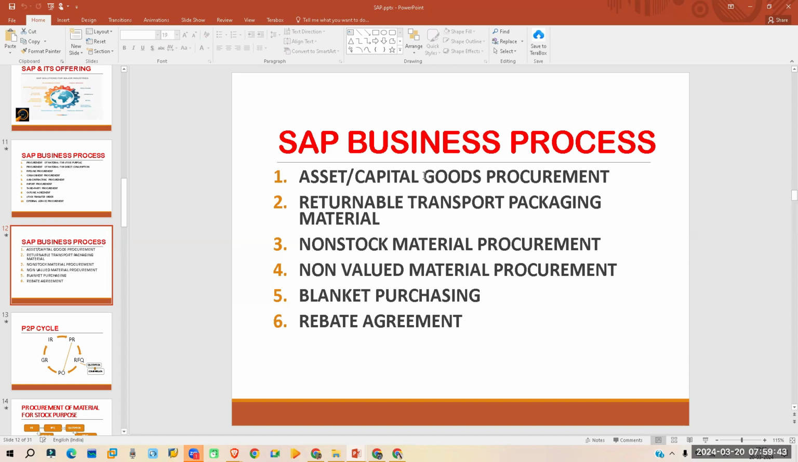So in the interview, if they have a requirement for capital or asset goods procurement, they might ask you this question. Otherwise they will not ask you. RTP is also the same. So returnable transport packaging, if they have this process, they will be asking you. If they don't have this process, they will not ask you. So these are the optional topics.